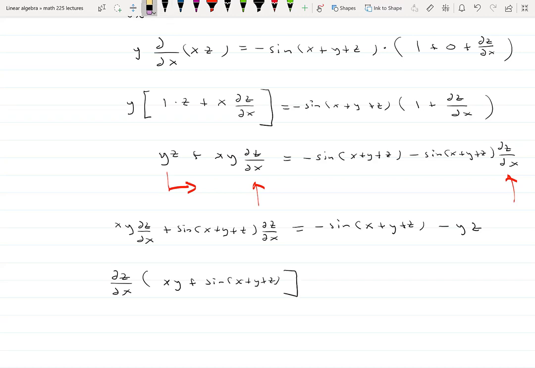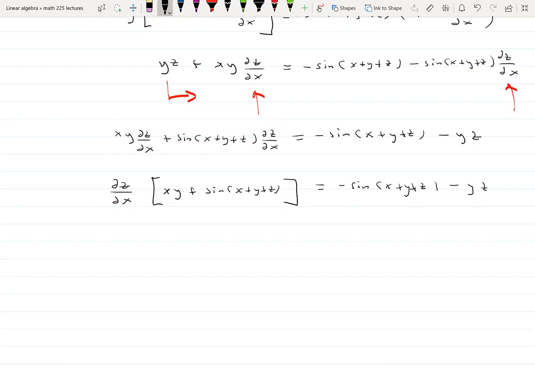Okay, so on the left-hand side, that's all I did. On the right-hand side, I'm doing nothing. You can factor out a negative one if you wanted to, but it's really not necessary. Plus y plus z minus yz. Then divide both sides by xy times sine of x plus y plus z.